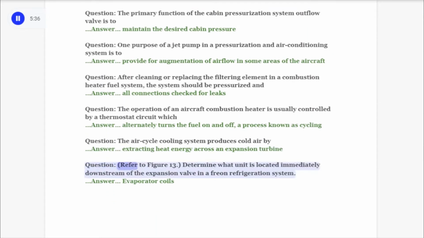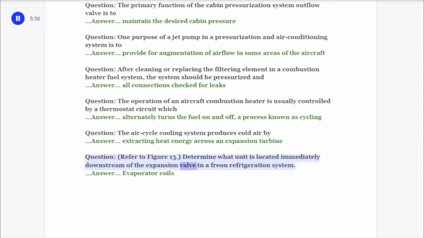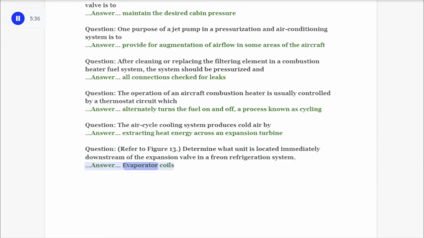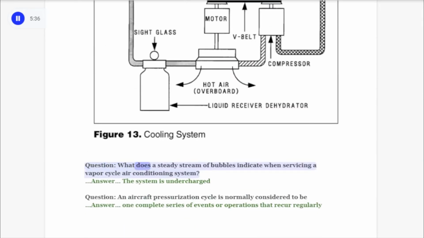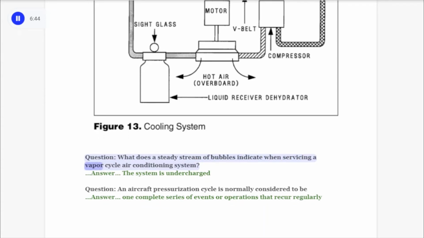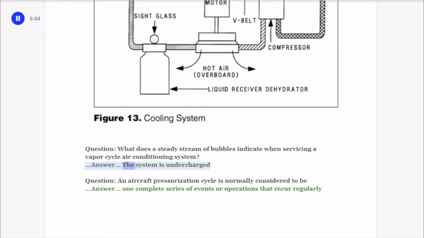Question: Refer to Figure 13. Determine what unit is located immediately downstream of the expansion valve in a Freon refrigeration system. Answer: Evaporator coils. Question: What does a steady stream of bubbles indicate when servicing a vapor cycle air conditioning system? Answer: The system is undercharged.